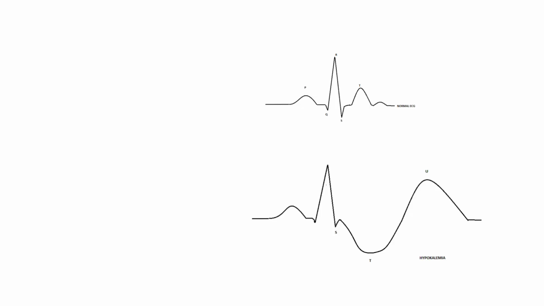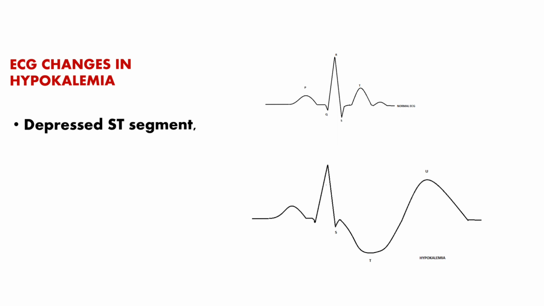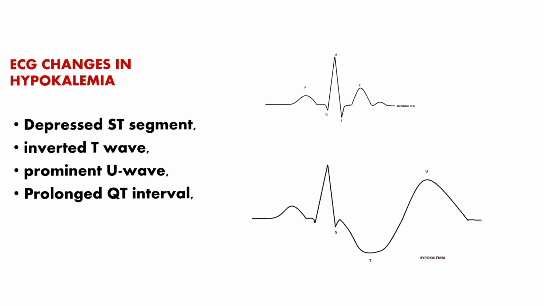Patients with hypokalemia present with muscle weakness, lethargy, slurred speech, paralytic ileus, cardiac arrhythmias, hyporeflexia, and cardiac arrest. The ECG changes in hypokalemia include depressed ST segment, inverted T wave, prominent U wave, prolonged QT interval, tachycardia, and ectopic beats.